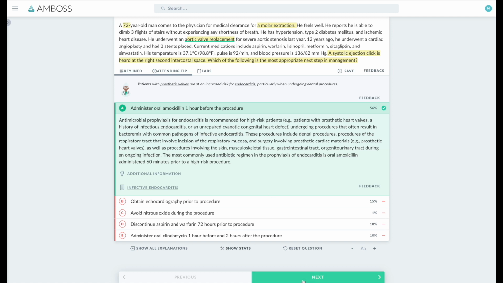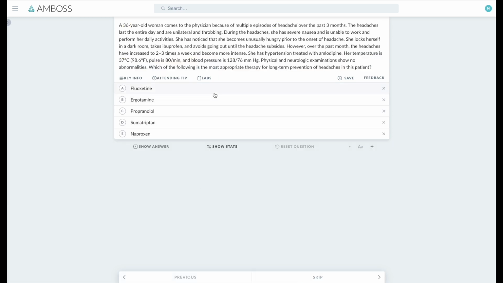All right, next. Okay, I'm gonna read the way I do, and then I'm gonna explain to you later. So what I do right now is I'm skipping over this, the most appropriate therapy. I know right now in my head that this is a pharm question for long-term prevention of headaches.